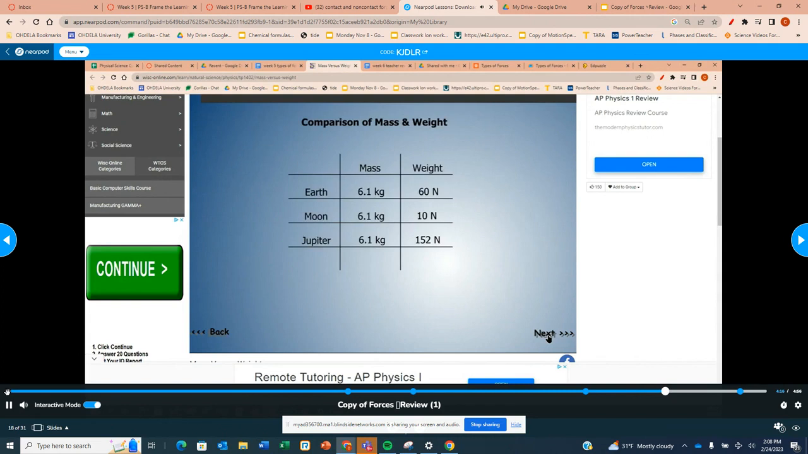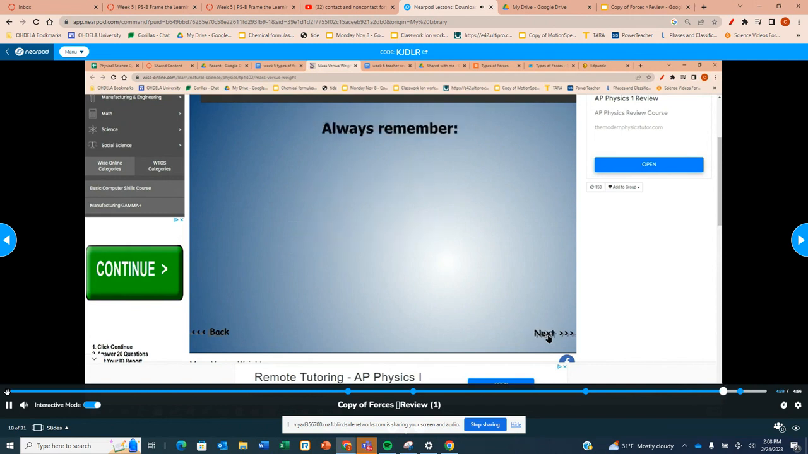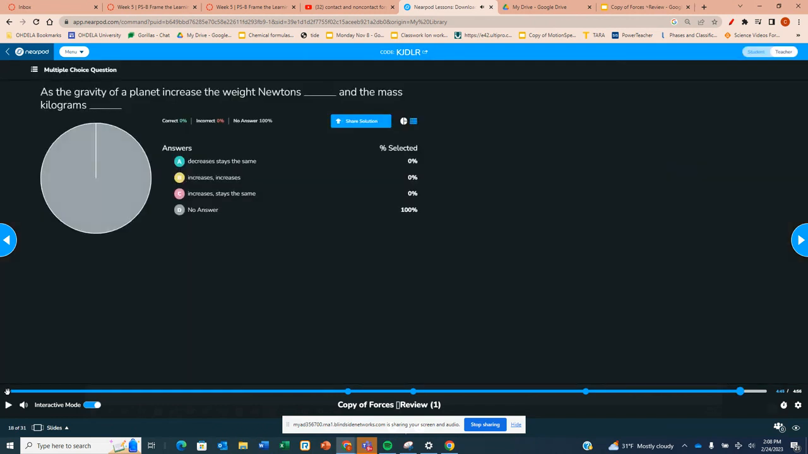So, comparing mass and weight. On Earth, the mass is 6.1 kilograms, the weight 60 newtons. On the moon, the mass of the bowling ball is 6.1 kilograms, the weight is 10 newtons. On Jupiter, the mass is 6.1 kilograms, the weight is 152 newtons. Always remember, mass stays the same, weight can change with location. All right, as the gravity of a planet increases, the weight in newtons increases and the mass in kilograms stays the same.